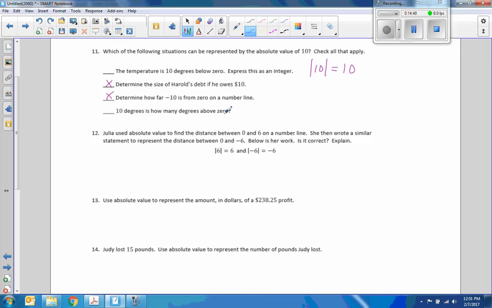10 degrees is how many degrees above 0. So we're all comparing these to a distance from 0, which is 10. And determine the size of Harold's debt if he owes $10. The only difference is the temperature is 10 degrees below zero. Explain this as an integer. That's not represented by absolute value.